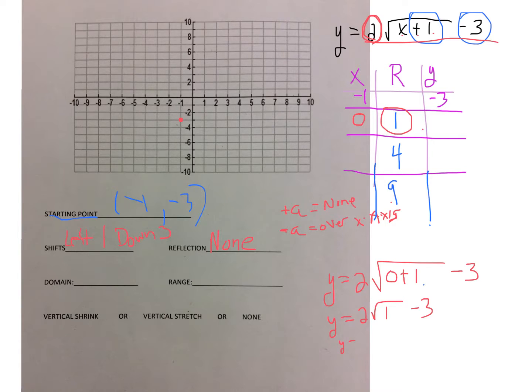So y equals 2 times 1 minus 3, because radical 1 is 1. 2 minus 3 is -1. Okay, so this is going to be -1. Now, our next step is we're going to repeat the process.